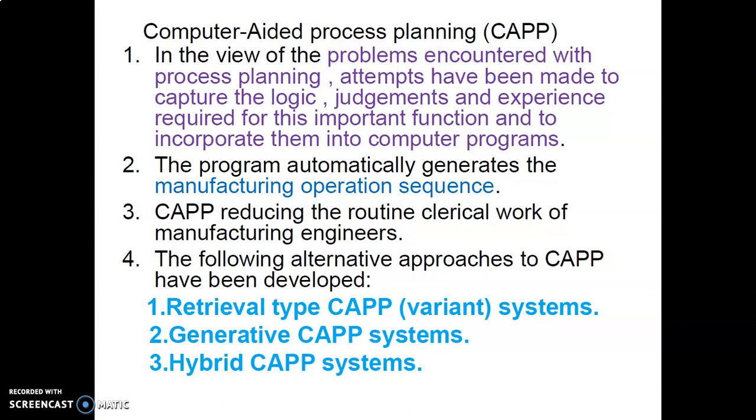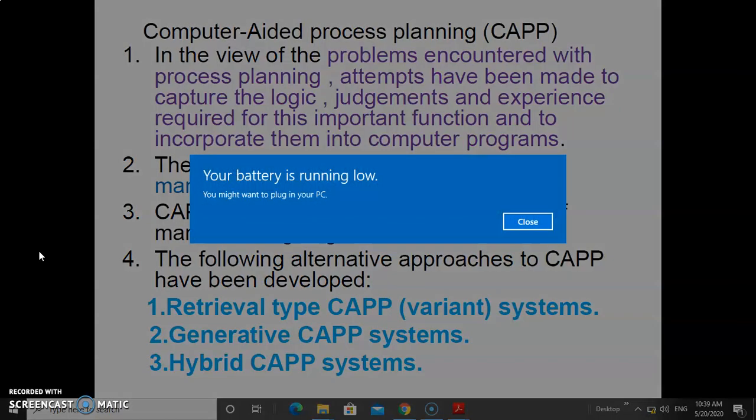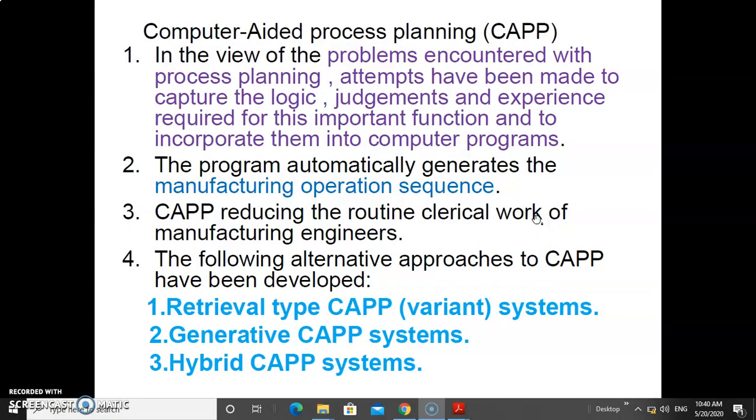You can see here, suppose you want to prepare a process plan for any component. What is the requirement? You first have to understand each and every step of the process. Then you have to identify the different steps, and study the non-required steps, and for every step you have to use the logic, and from that you can avoid time wastage. The program automatically generates the manufacturing operation sequence.